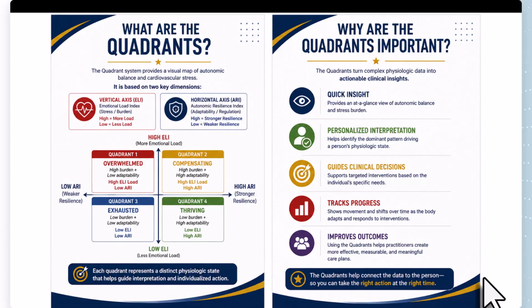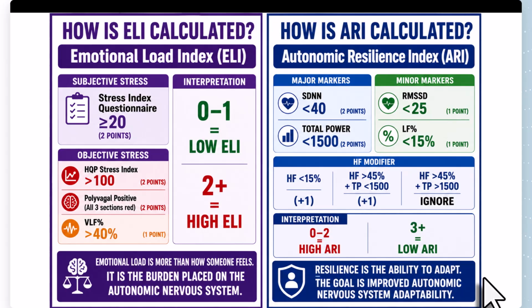Improves outcomes. Using the quadrants helps practitioners create more effective, measurable, and meaningful care plans. And we'll show you that in just a minute. So the quadrants help connect the data to the person so you can take the right action at the right time.